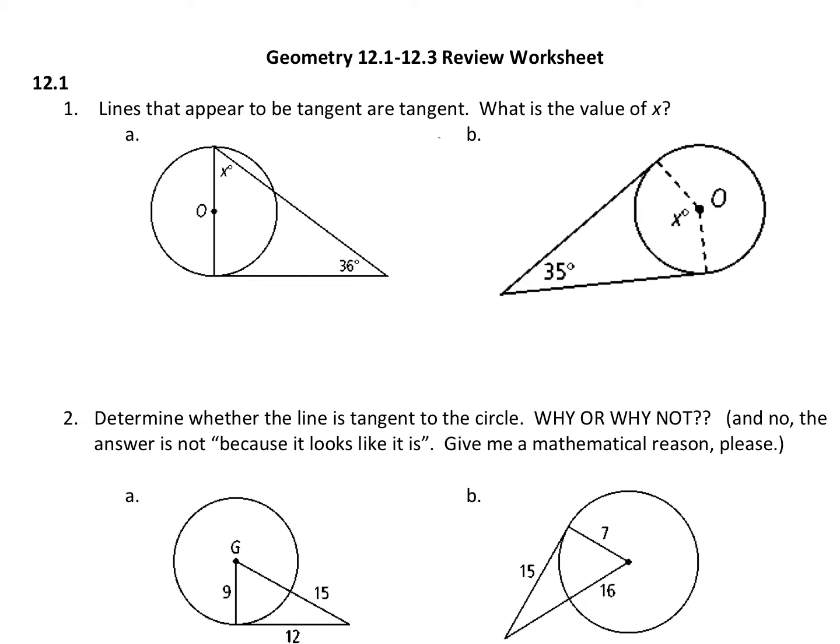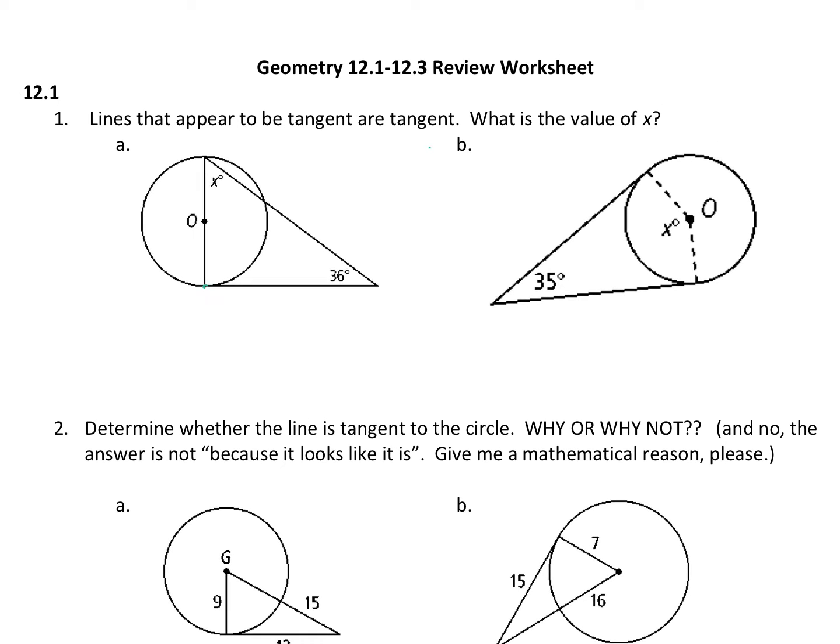So I broke it into sections, the things from 12.1, the things from 12.2, the things from 12.3. So from 12.1, they say on these first two, lines that appear to be tangent are tangent. So that means this is a point of tangency. That means this is a point of tangency. This is a point of tangency.